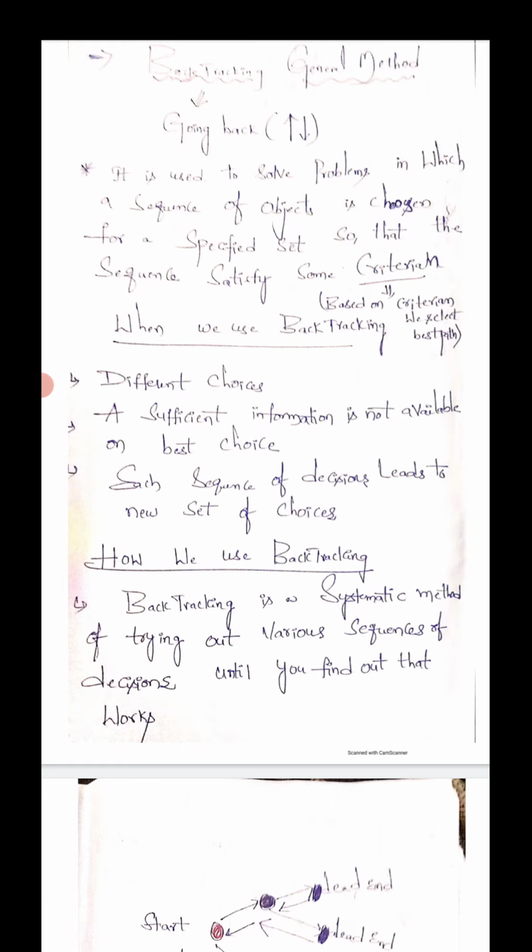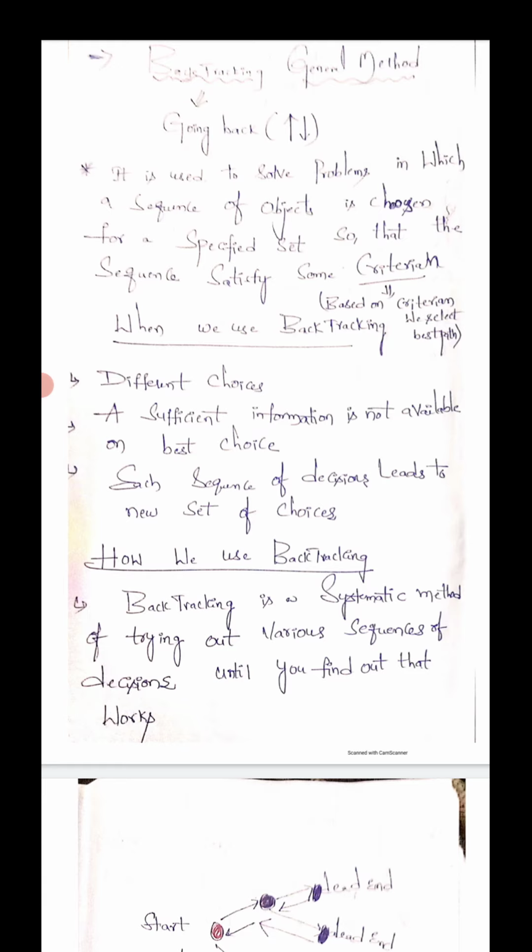How can we use backtracking? Backtracking is one of the most general algorithm design techniques. It is a systematic method of trying out various sequences of decisions until you find one that works. That is why we use backtracking.